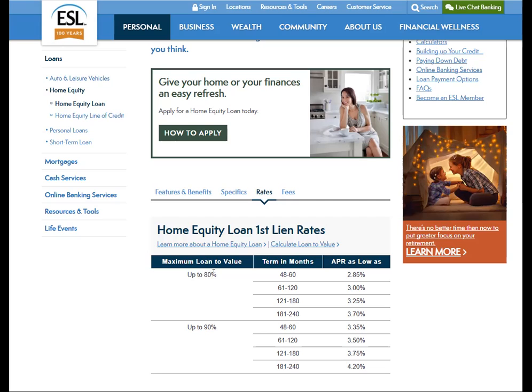Okay, so if I'm borrowing up to $160,000, if the term is between 48 and 60 months, so that's between 4 and 5 years, I'm paying 2.85% interest annually on that loan. If it goes an extra up to 10 years, then the interest rate goes to 3%. 180 months would be 15 years, so between 10 and 15 years, the interest rate moves to 3.25%. And up to 240 months, which is 20 years, the interest rate is 3.7%.